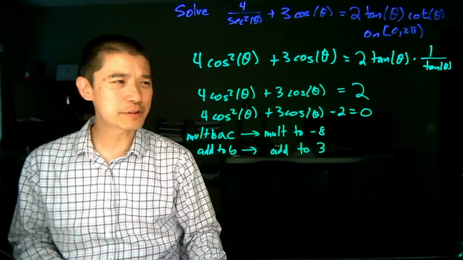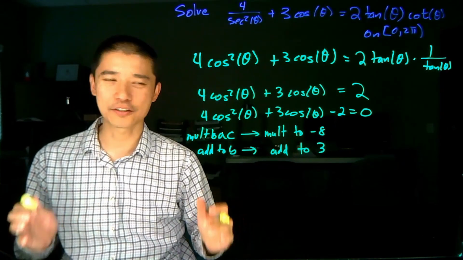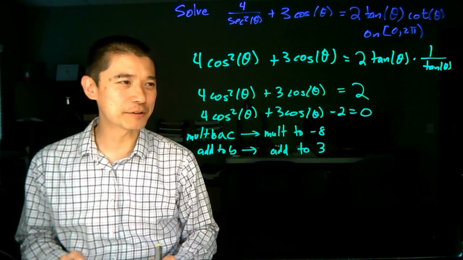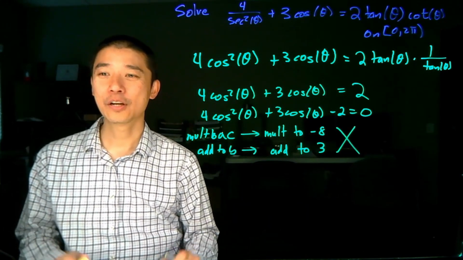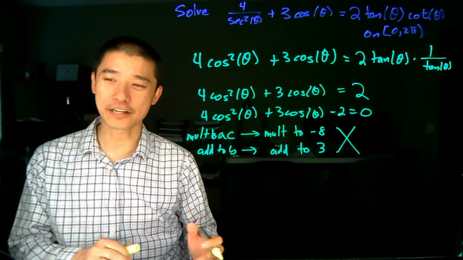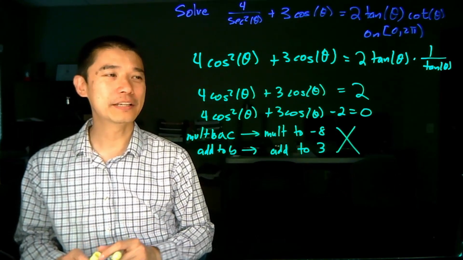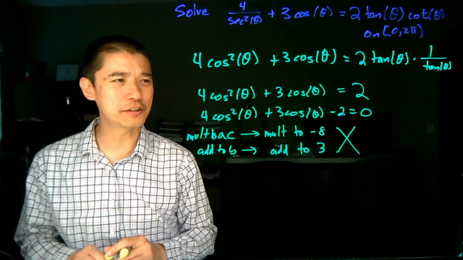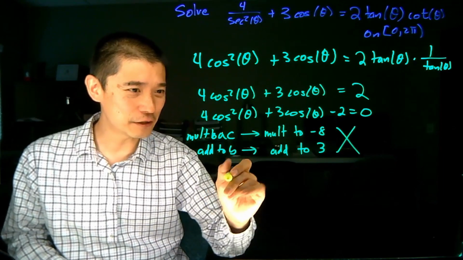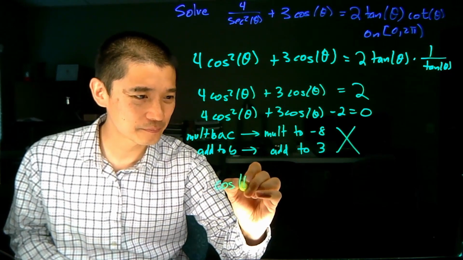And so if you play around with this for a little bit, you're going to quickly discover that it just doesn't work, that there are no integers that accomplish this. And so that tells us we can't factor. When we can't factor, the other technique we have is the quadratic formula. Now, this is obviously less preferred because it's a lot messier, but sometimes you got to do what you got to do. So, in this case, our variable is going to be cosine of theta.